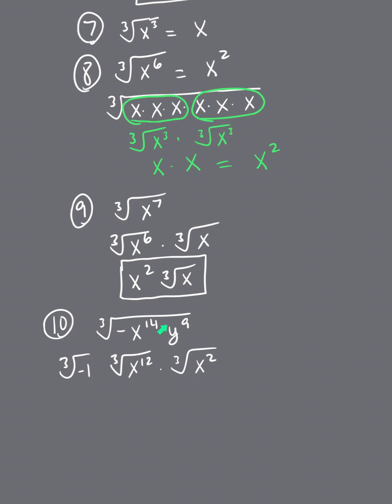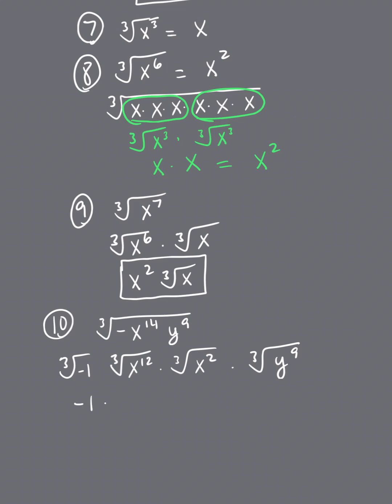Now 9 is a multiple of 3, so we don't have to split that up. We can leave that as a cube root of y to the 9. And then we can simplify everything. So the cube root of negative 1 is negative 1.